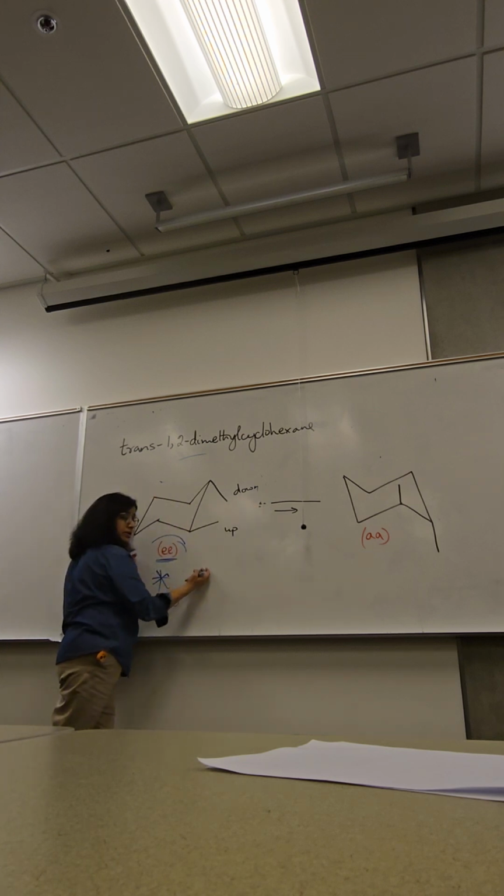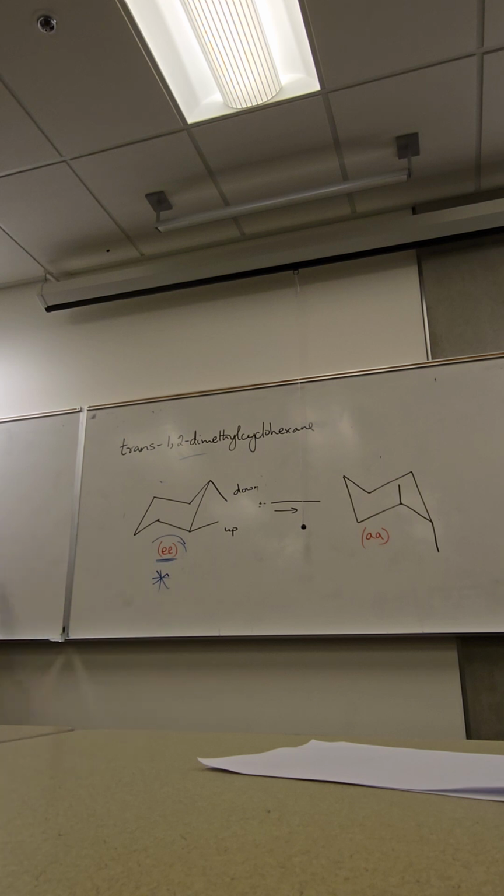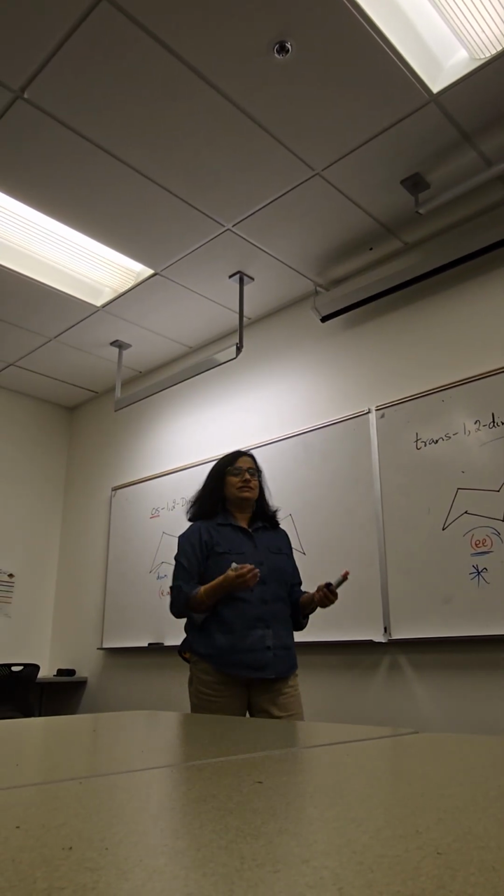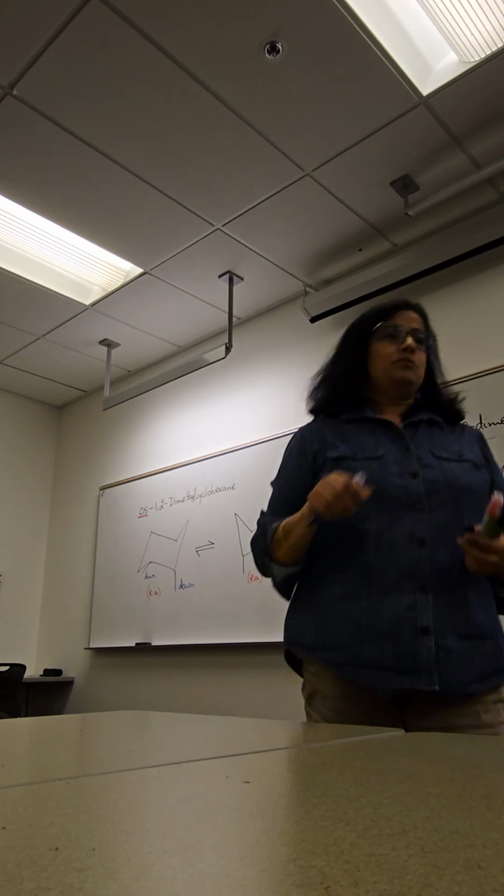But this is the predominant conformer. Which is the predominant conformer here? No, they're both the same. So of the predominant conformers for both isomers, which one is more stable? That becomes the more stable.